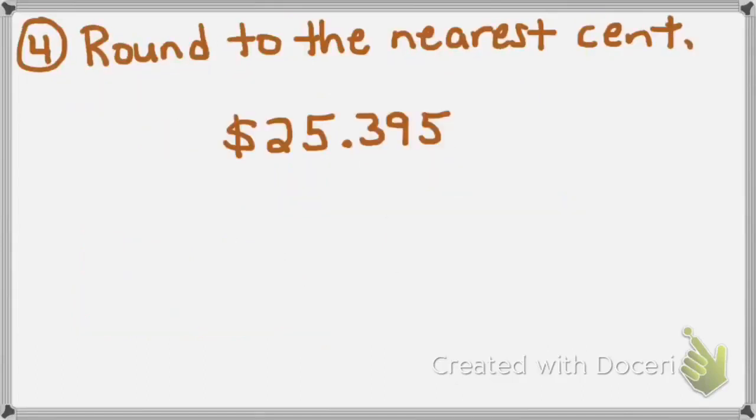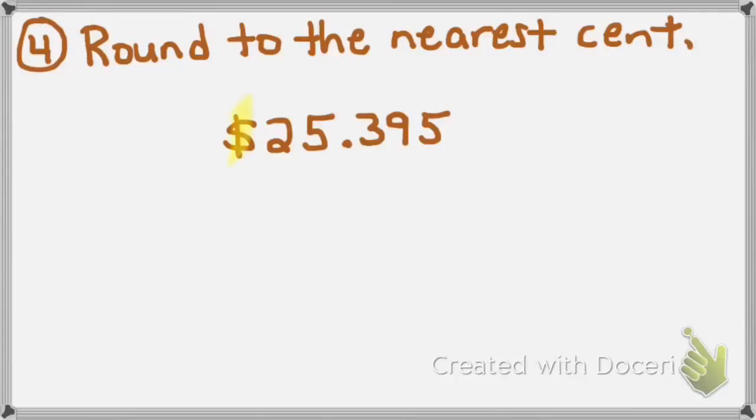Let's take a look at number 4. Sometimes you'll be asked to round money, and sometimes it will say round to the nearest cent. When it tells you to round to the nearest cent, they really want you to round to the nearest 1 cent. So you need to find the 1 cent column.